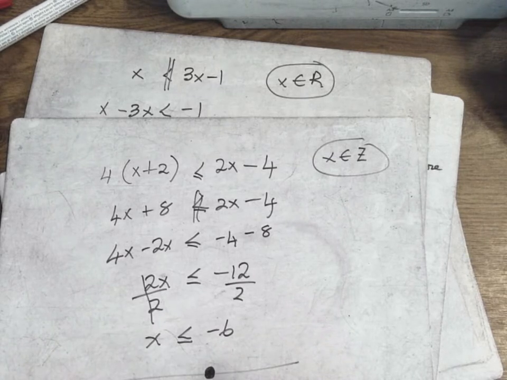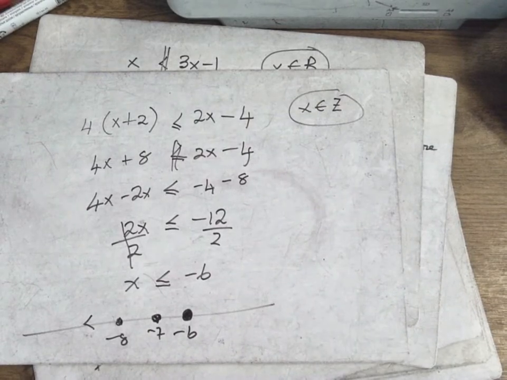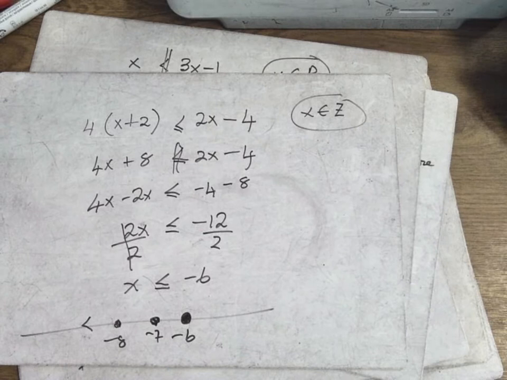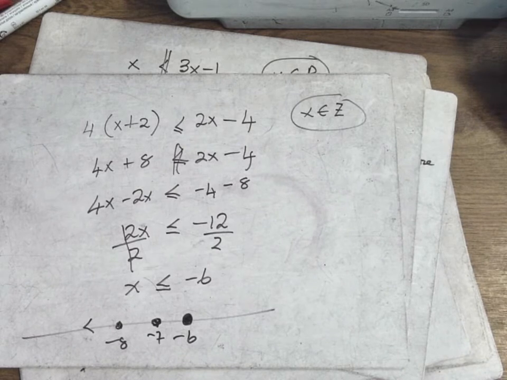Now I have to go less than minus 6. So which way is less than minus 6? Minus 7. Minus 8. I'm tired. Is that alright? So an arrow to show it goes on forever. Think we're okay with inequalities? Yeah. Okay. I'm moving on to simultaneous equations.